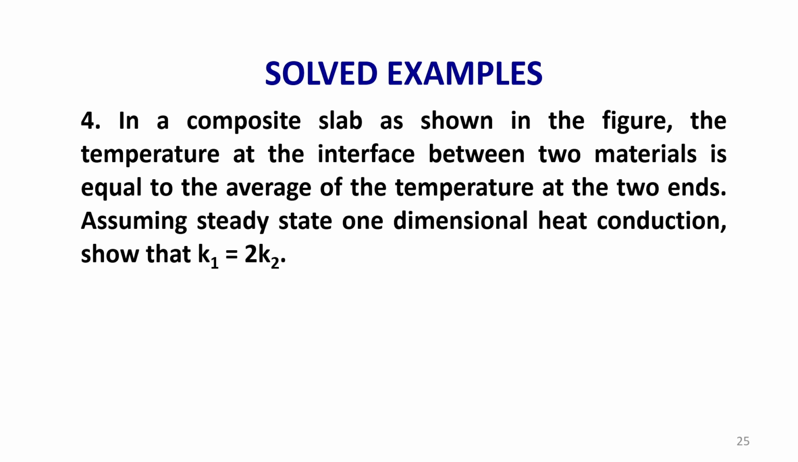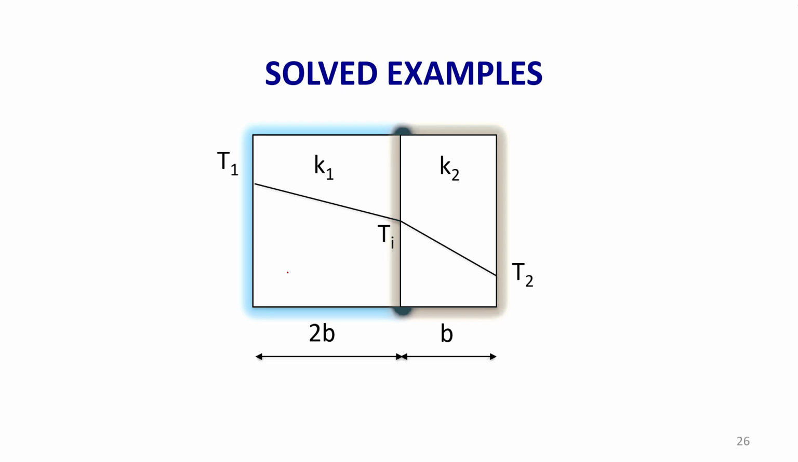So, this is the problem, and there is one more problem which I could not solve. So, let us quickly go through it. In a composite slab as shown in the figure in the next slide, the temperature at the interface between the two materials is equal to the average temperature at the two ends. Assuming steady state one dimensional heat conduction, show that the thermal conductivity of layer 1 is equal to twice that of layer 2. So, this is the schematic. Okay, so, there are 2 layers.